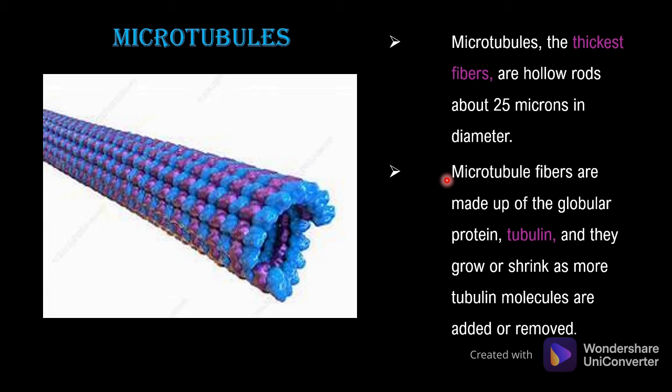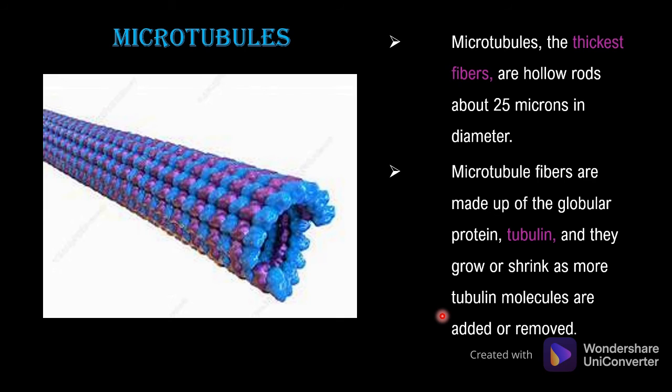Now come to the next one, that is the microtubules. The picture itself is showing us how thick this filament is. So microtubules are the thickest fibers, hollow rods of about 25 microns in diameter, and microtubules are made up of globular protein, that is tubulin, and they grow or shrink as more tubulin molecules are added or removed, just like we have seen in case of microfilament, the way the globular G protein was added or removed.